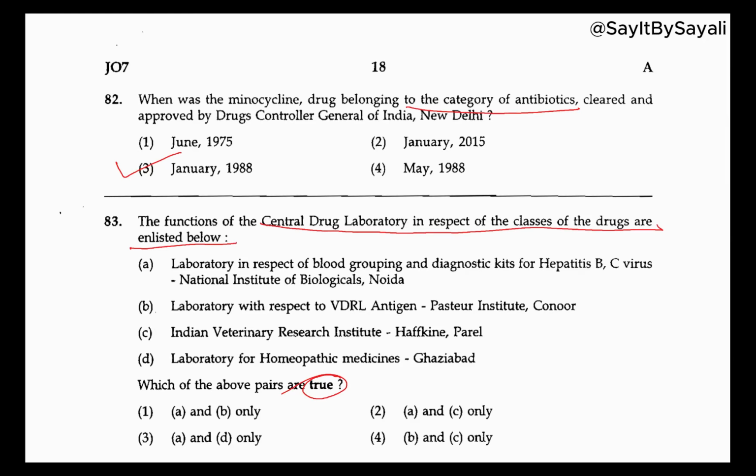First is laboratory in respect of blood grouping and diagnostic kits for hepatitis B/C virus, National Institute of Virology, Noida, correct. Laboratory with respect to VDRL antigen and Pasteur Institute Kannur, wrong. C. Indian Veterinary Research Institute, Haffkine Parel, wrong. The Laboratory of Homeopathic Medicine, Ghaziabad, correct. So the correct answer is 3, A and D only.